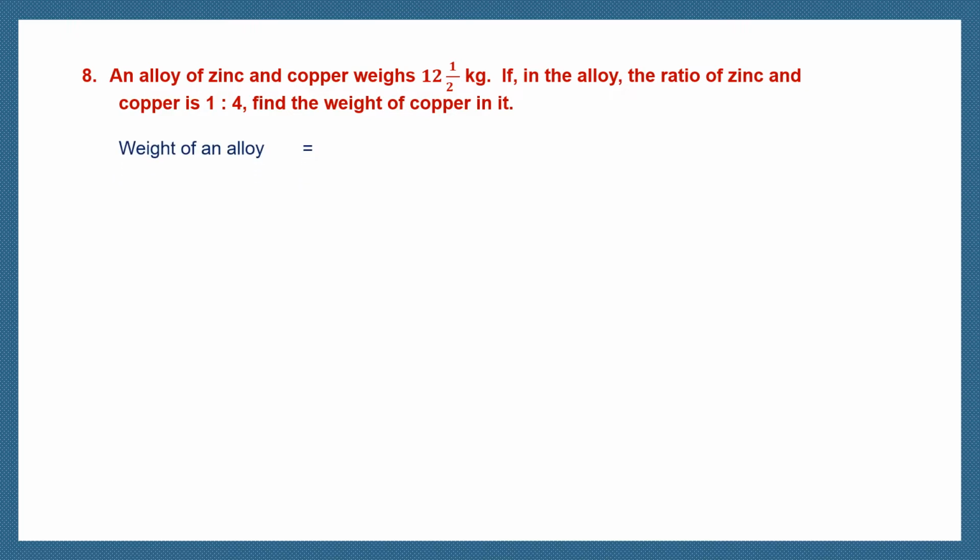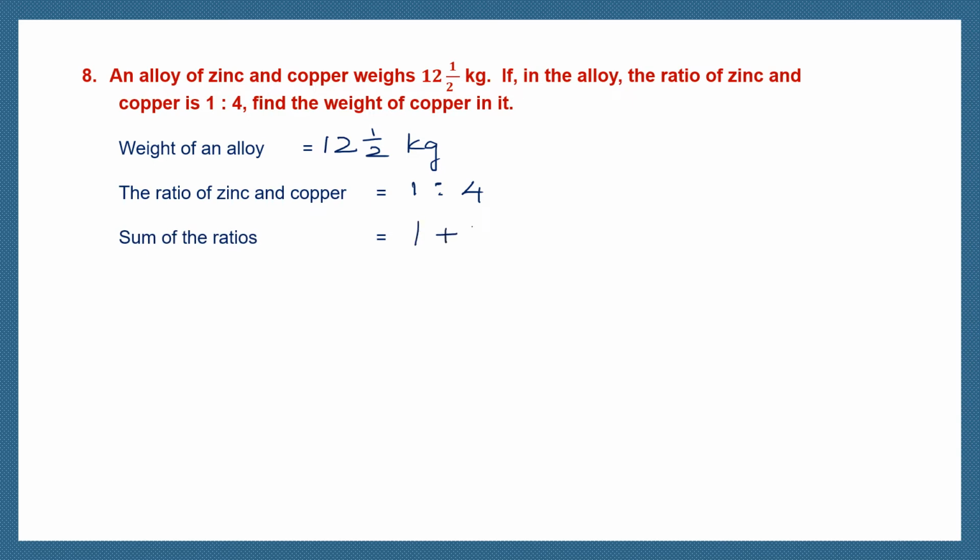What is the weight of an alloy? 12.5 kg or 12 1 by 2 kg. The ratio of zinc and copper is 1:4. Sum of the ratios is 1 plus 4, which is 5. We're going to find the weight of copper in it.